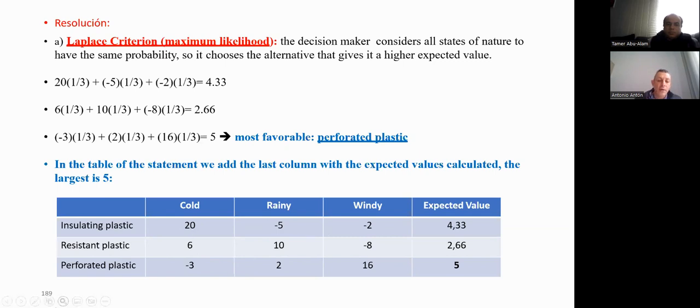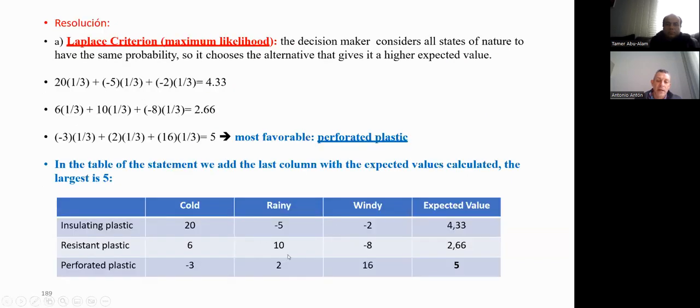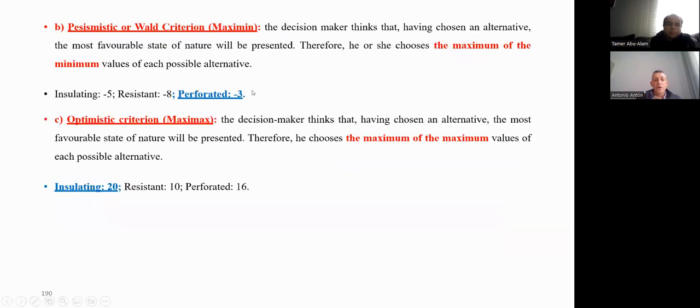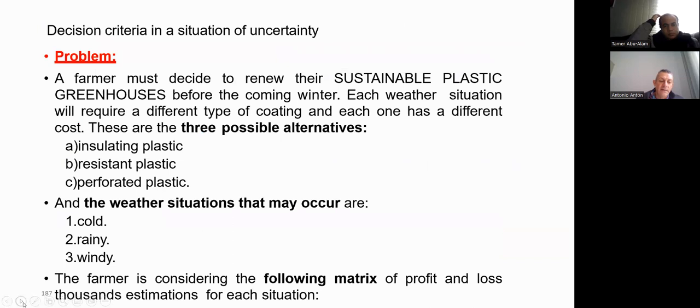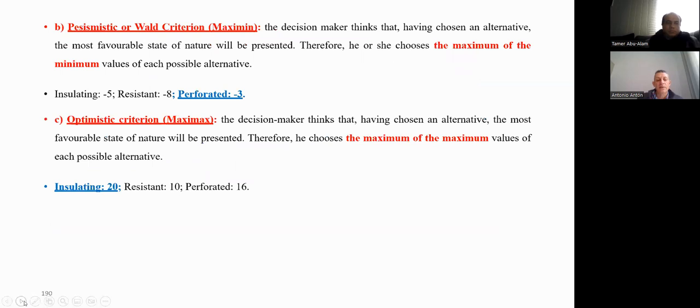What do I need to choose? Well, the least unfavorable, in this case, is perforated. So if you see, you have -5, you have -8, and you have -3. The best in these three scenarios is to focus on perforated. So my course of action for green plastic, in terms of sustainable plastic from greenhouses, is to choose what is called the perforated plastic.